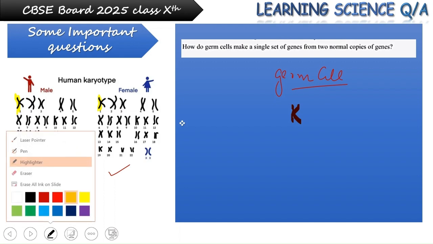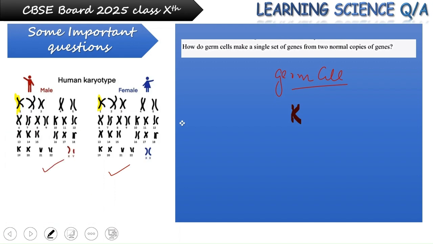If we talk about chromosome number 5, let's suppose from the male this copy is going, and from the female this copy is going. What we need to remember is that only one set will be inherited by the germ cell out of the 4 chromosome copies available in total. 2 will be inherited, one from each parent.